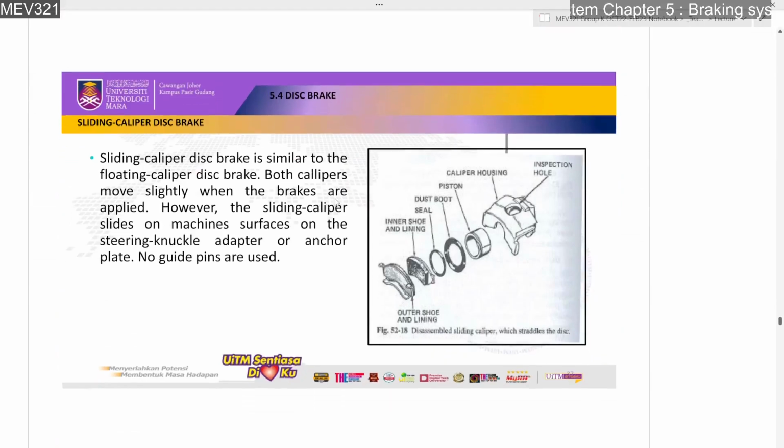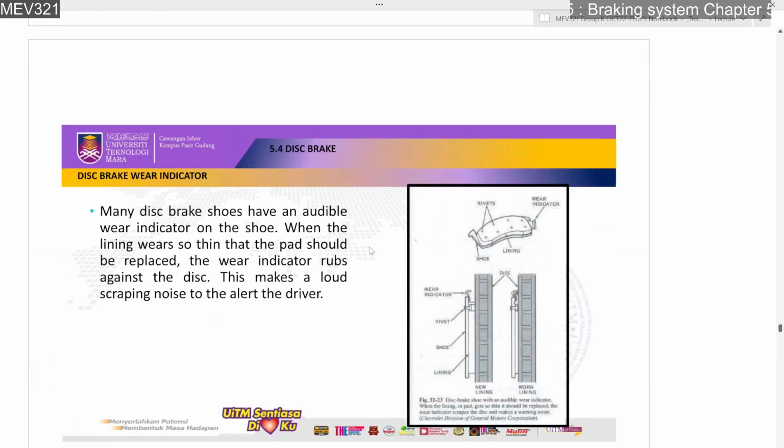Okay, jadi lebih kurang macam sliding caliper ni gabungan kedua-dua lah. Combination of floating and fixed caliper disc brake. Okay, lepas tu macam mana kita nak tahu bila dah nak habis lining untuk pad tu. Disc brake tu memang dia intentionally design to produce sounds, squeeze sound tu. Kan, awak dengar macam suara bunyi besi, tu memang khas when indicator dia ni bunyi tu. Jadi bila bunyi tu automatic dia tahu okey dah memang kena tukar brake pad.